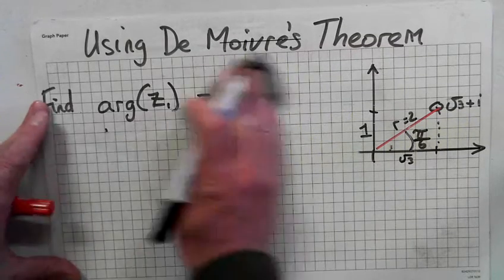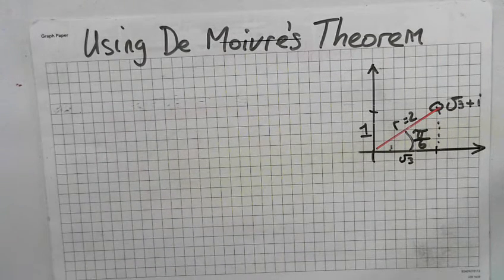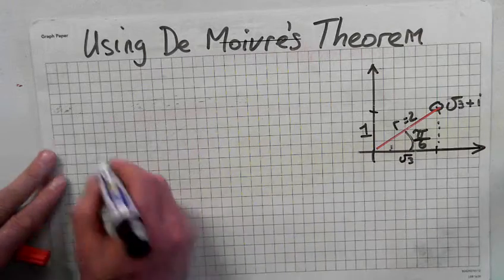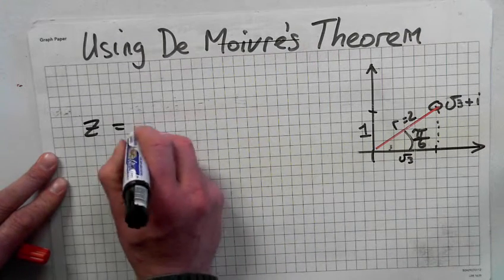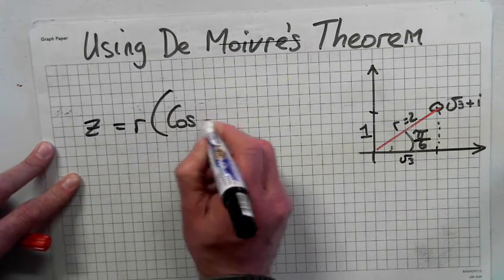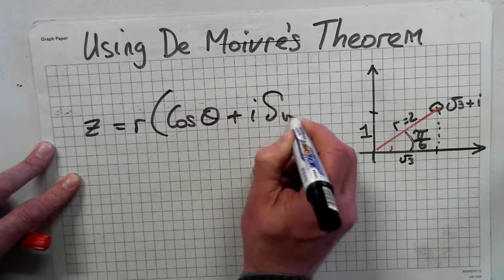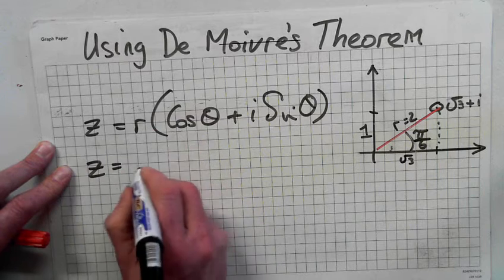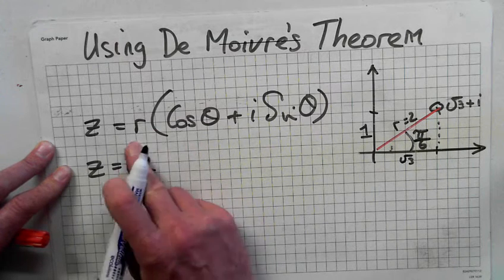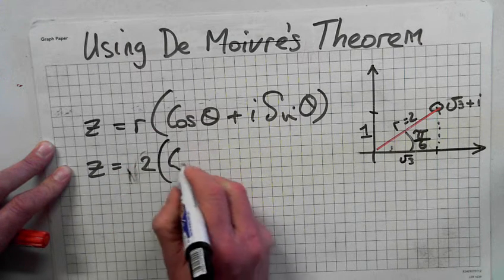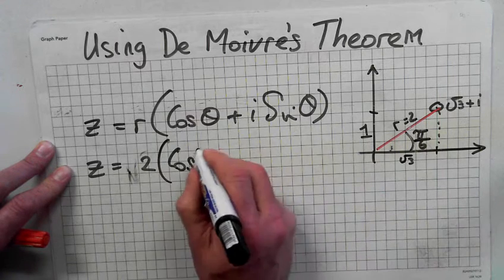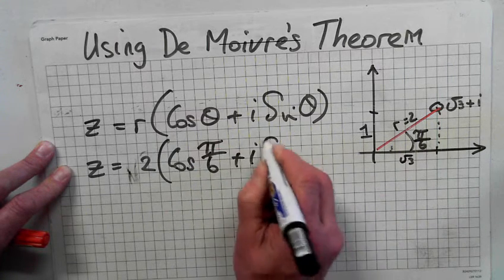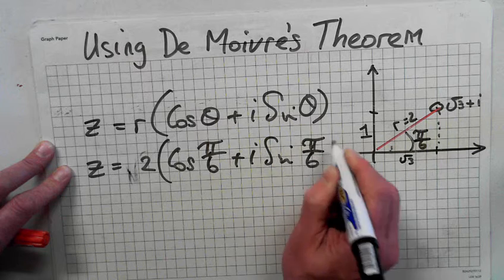Now using all of that, what's the next question? Polar form. So the polar form formula is r cos theta plus i sin theta. The radius is 2, so it's 2 times cos of pi over 6 plus i sin pi over 6.